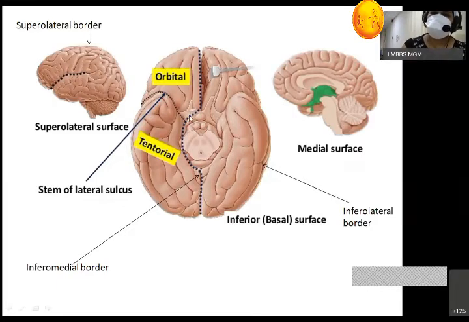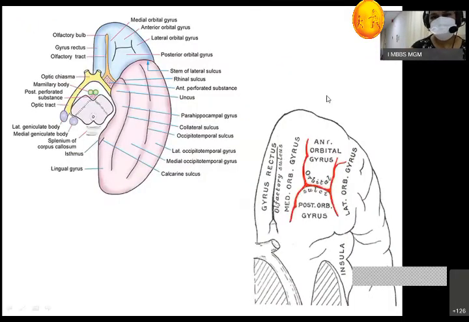Now this inferior surface, as I told you, is divided into two surfaces, orbital and tentorial. And this inferior-medial border is also divided into two parts, orbital and occipital. So this is the occipital part, while this will be the orbital part. This is how the inferior surface is seen. This is a very easy diagram to draw as well. So this is the orbital surface.